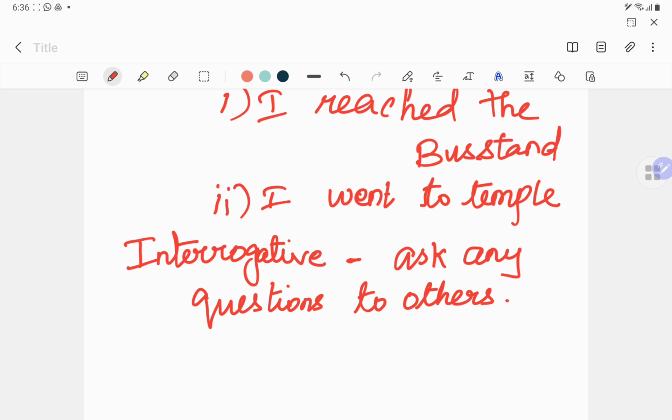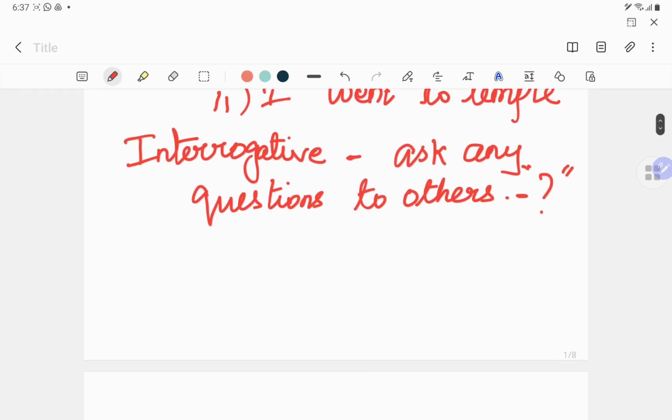So kelvi vakyam means what? So that sentence is going to ask some question to the others. So all of the sentences which come under the interrogative are finished with the punctuation mark of question mark. Most of the interrogative sentences end with the question mark. So first example, what are you doing?